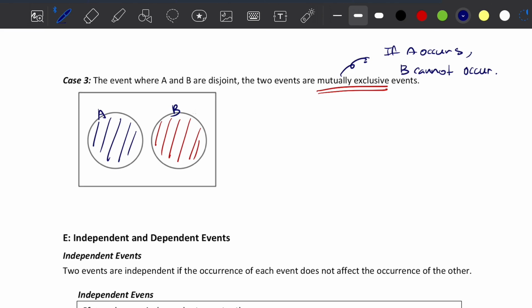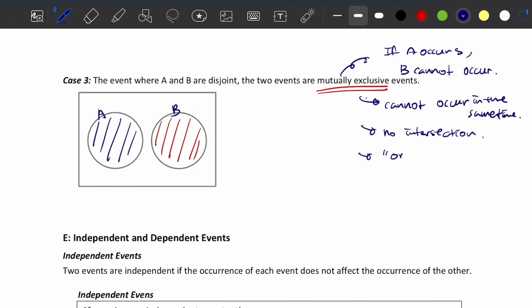They're not inclusive either. So to have a mutually exclusive case, they cannot occur at the same time, and there should be no intersection. This is the part where it is very similar to the independent case. However, they use the OR events, meaning they're using A union B. Okay, so because of that, they're using the addition rule.